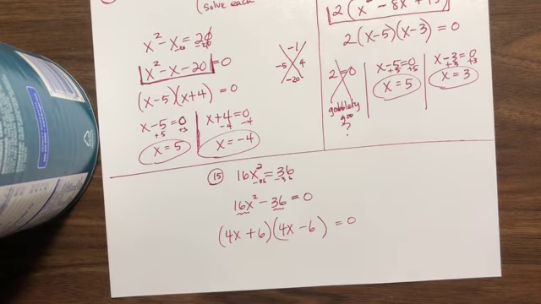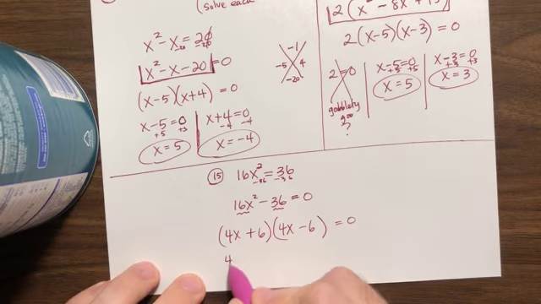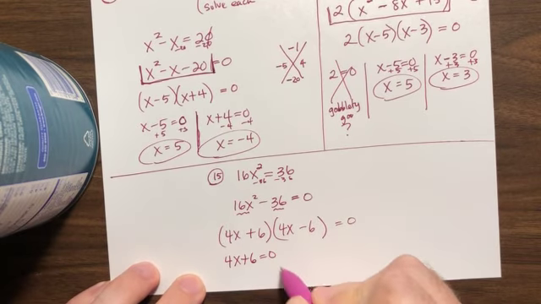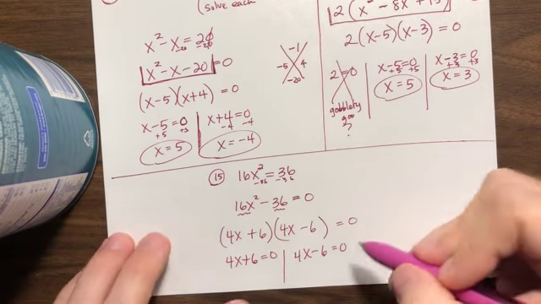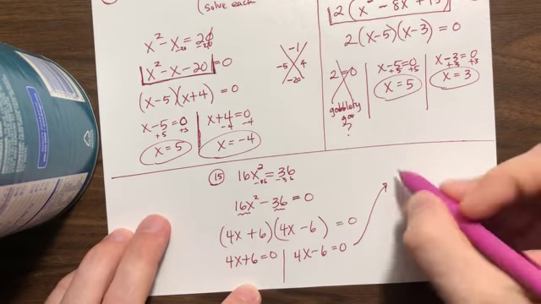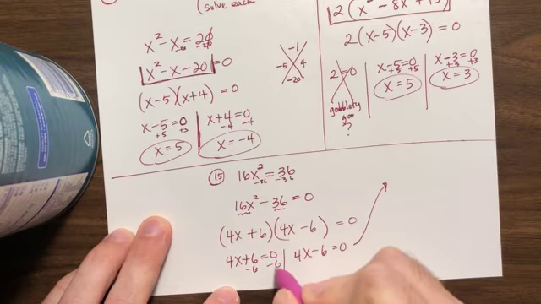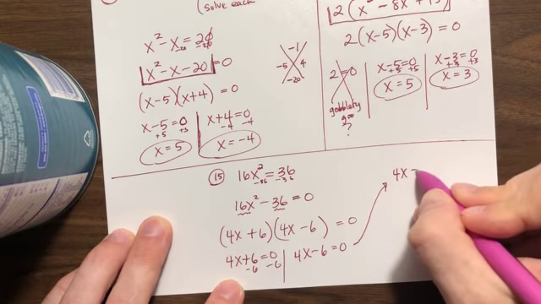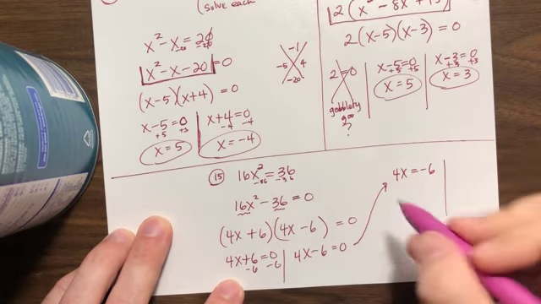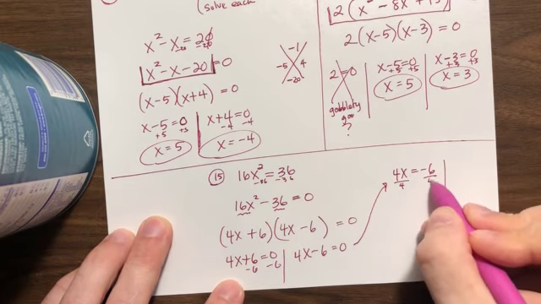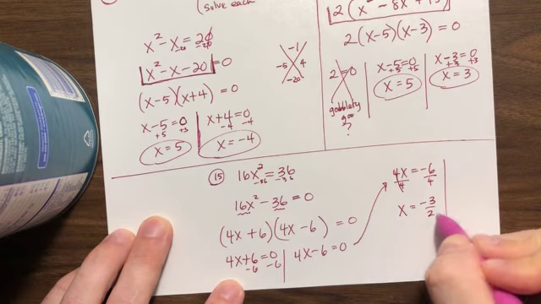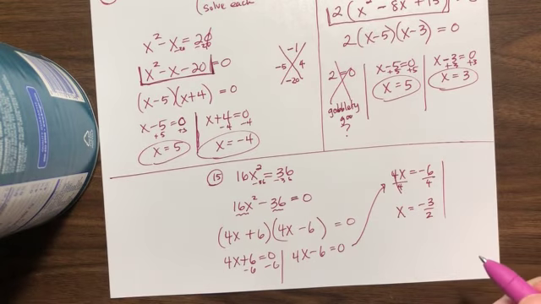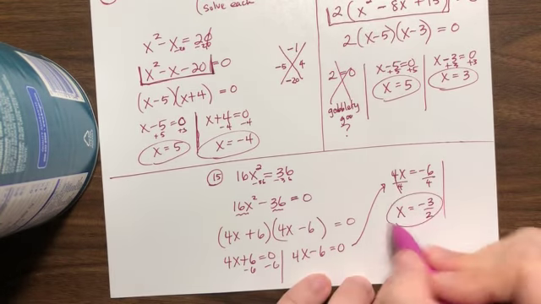That's factored. Now we split them up. 4x plus 6 equal to 0, and 4x minus 6 equal to 0. I ran out of room, so let's go up here. Now 4x plus 6, we're going to subtract 6 from both sides, and we're going to be left with 4x equal to negative 6. And then when we divide by 4, we'll have to reduce to get negative 3 halves. Divide by 2 in both top and bottom. So that's one of my answers.